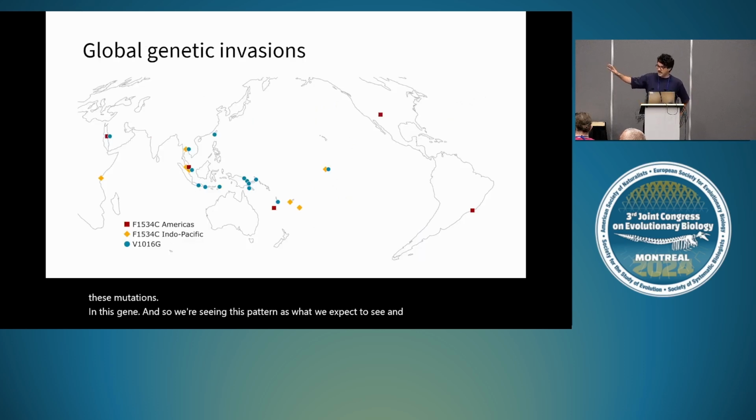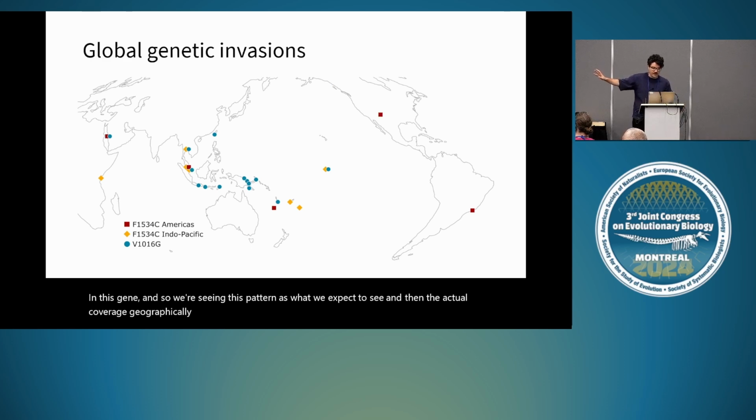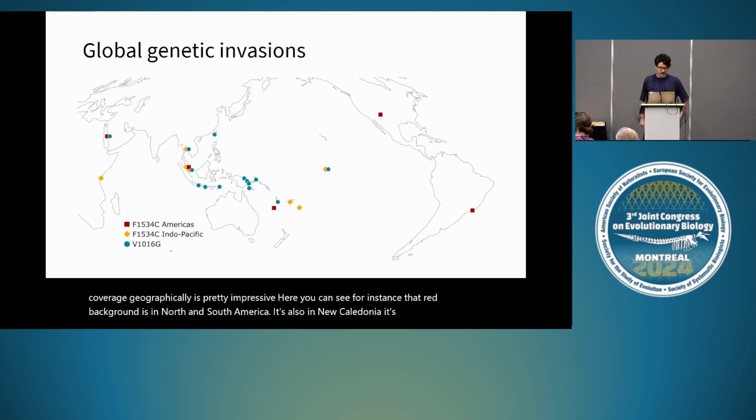And then the actual coverage geographically is pretty impressive here. You can see, for instance, that red background is in North and South America. It's also in New Caledonia. It's also in Malaysia. And it's also in Saudi Arabia. So it's literally spread all around the world.